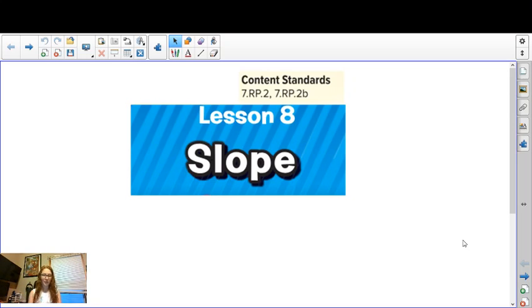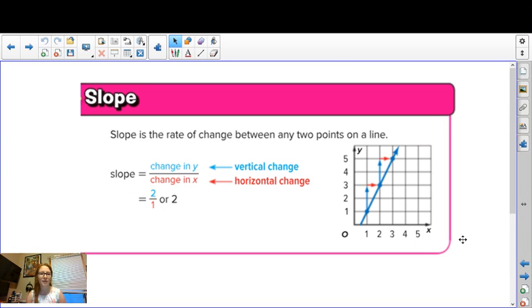All right, today we're going to talk about slope. Now, slope looks similar to what we've seen before. We actually started doing this general idea in lesson 7. That's why we started subtracting the y's over the x's. So here's a definition of slope. It's the rate of change between 2 points on a line. You take the change in y over the change in x and you divide them.